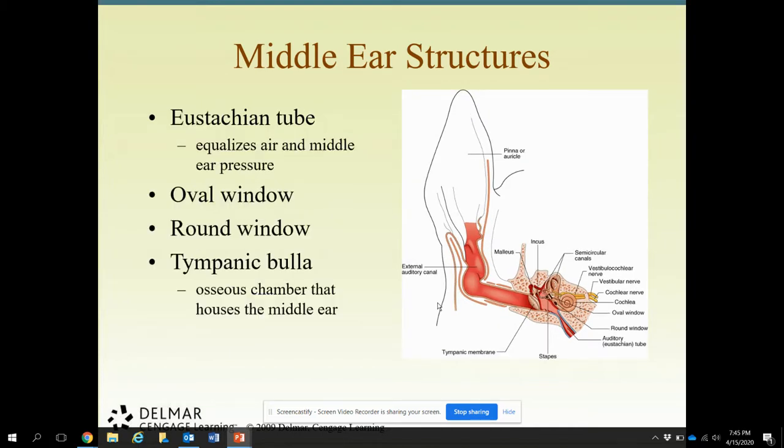Eustachian tubes, we talked about those. If they do become inflamed or filled with fluid because of an ear infection, that can cause problems with pressure in the middle ear and also balance. The oval window, the round window, and the tympanic bulla, which is a chamber inside the middle ear.